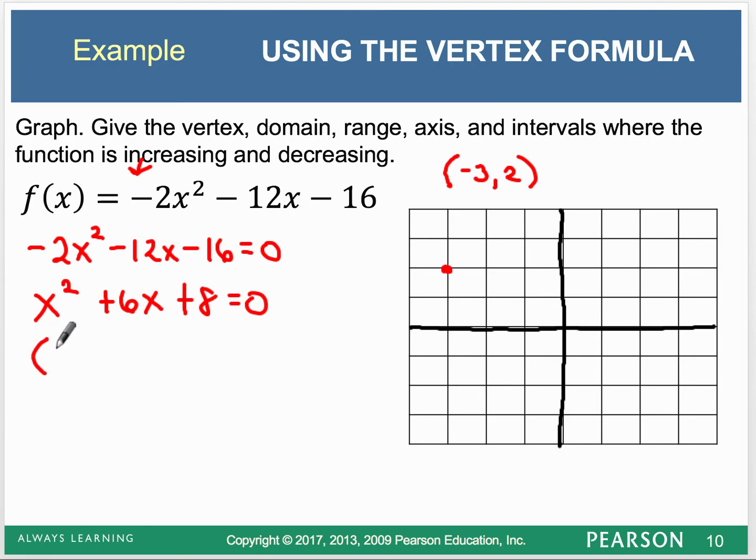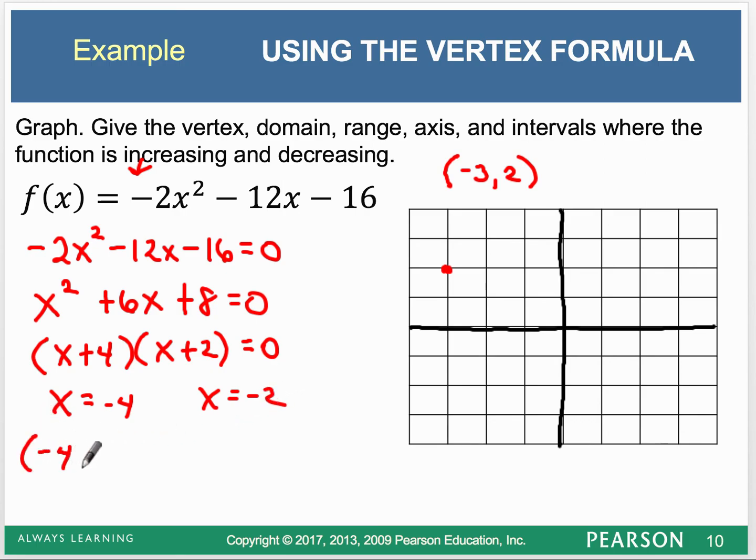Okay, so x plus 4 and x plus 2 are my factors, meaning x equals negative 4 and x equals negative 2. So that is negative 4, 0. Remember, they're coordinates, and negative 2, 0. All right, 1, 2, 3, 4, 0, and negative 2, 0. Double check to make sure it looks good and symmetric, and it does.